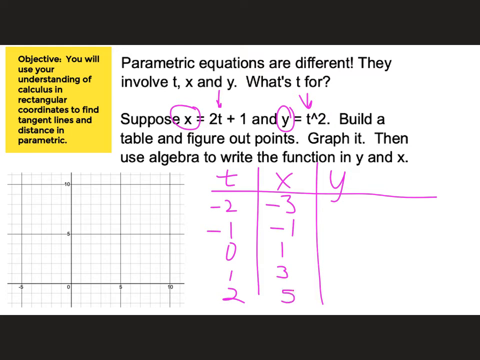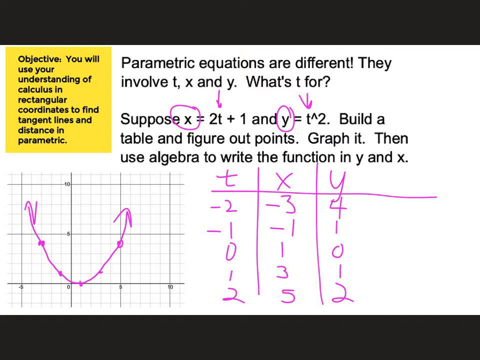And then 2 squared is 4, 1 squared is 1, 0 squared is 0, 1 squared is 1, 2 squared is 4. So that's the points -3, 4, -1, 1, 1, 0, 3, 1. I just got confused. And then 5, 2. All right, so that looks like a parabola.